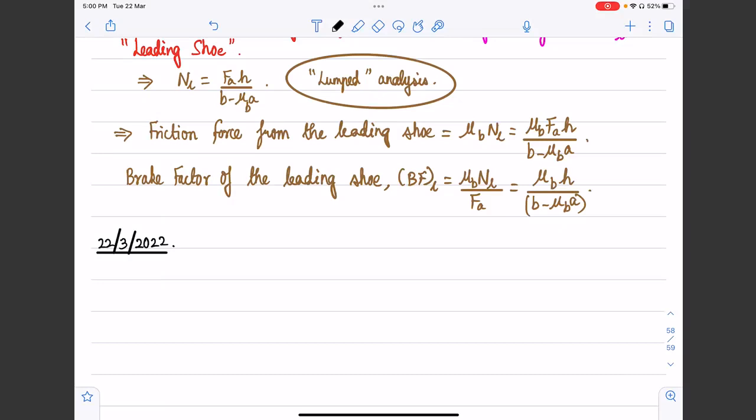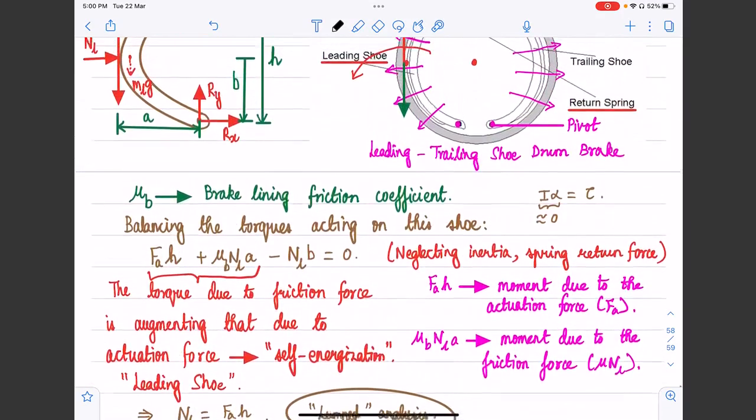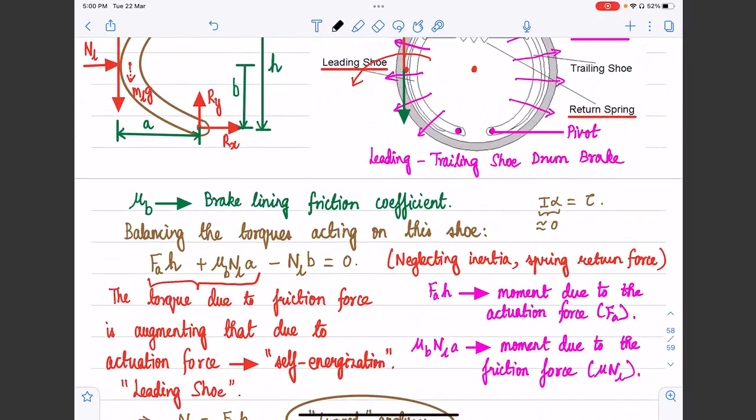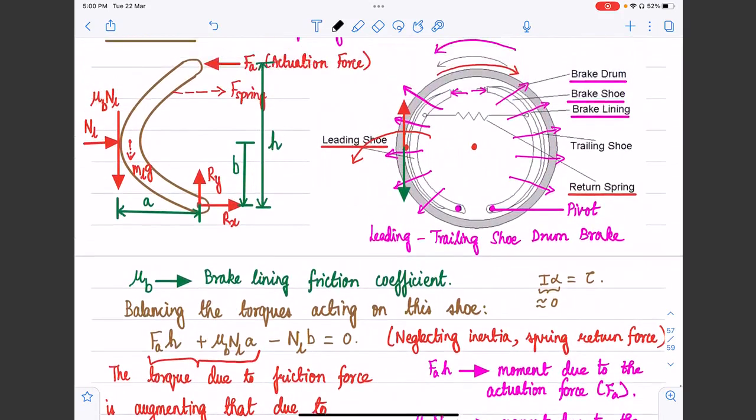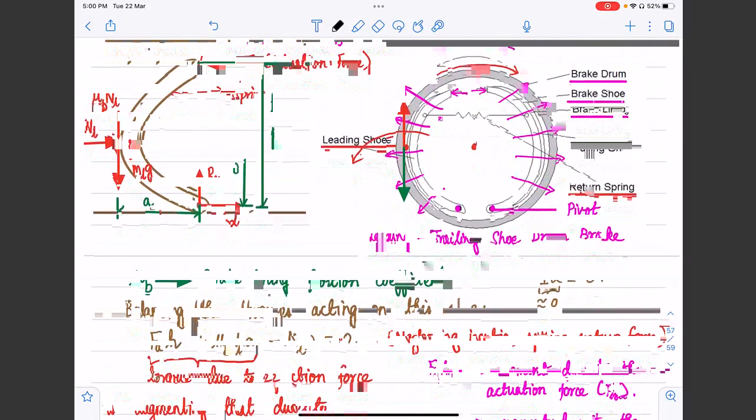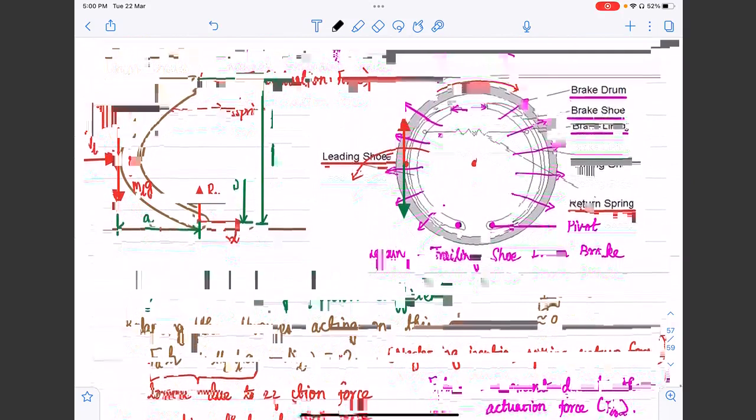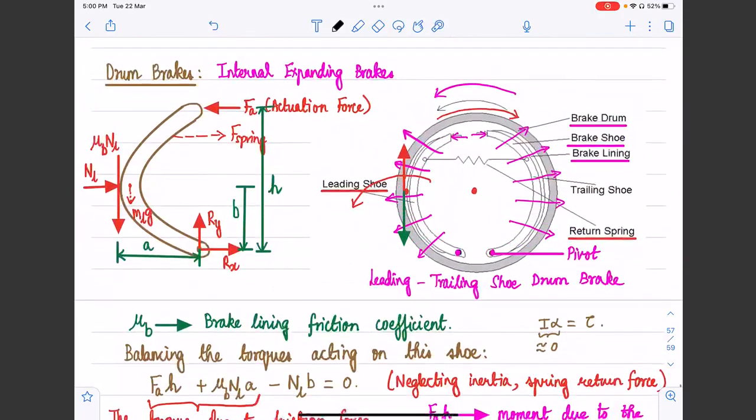So let's briefly recap what we did in the previous class, and then we will move on to today's session. We started off with our discussion on longitudinal dynamics, and we started off with braking, and we essentially did an analysis of drum brakes, wherein we wanted to look at how we can analyze drum brakes using simple lumped models, and essentially get some insights into the operation of drum brakes, right?